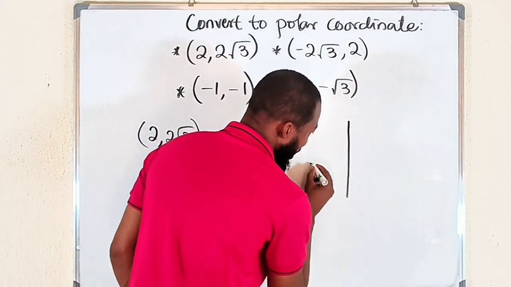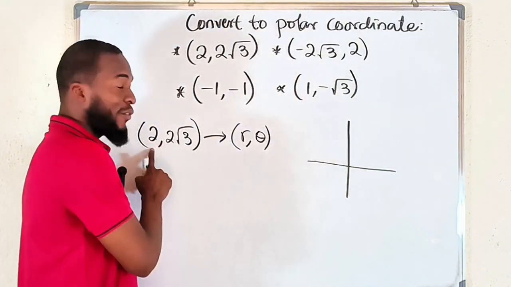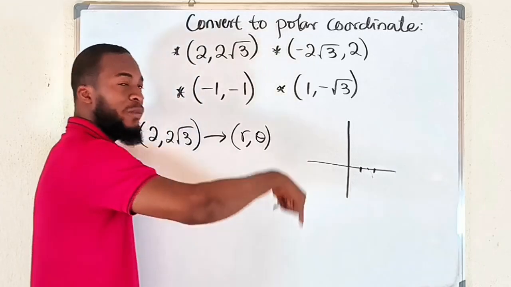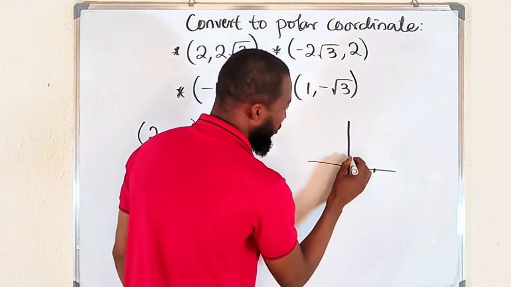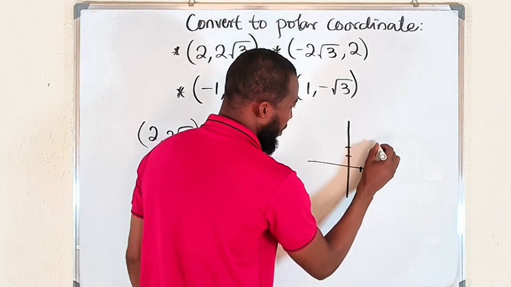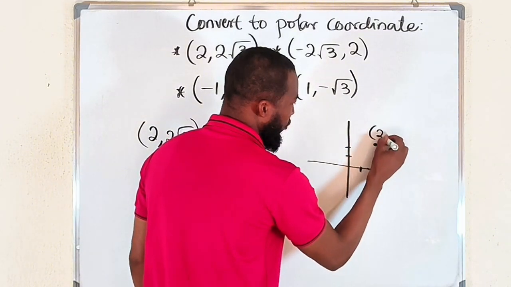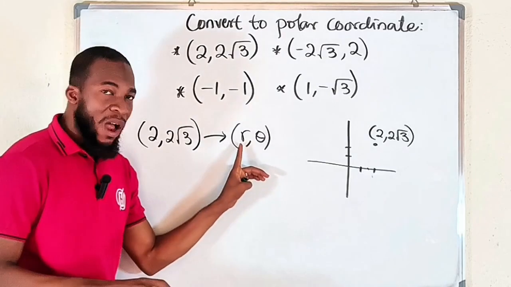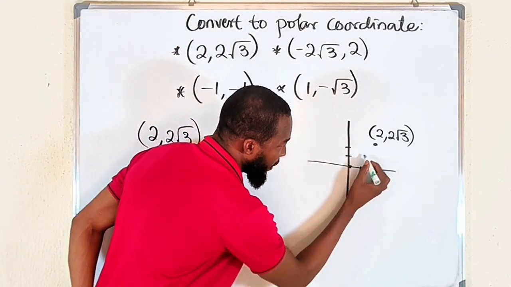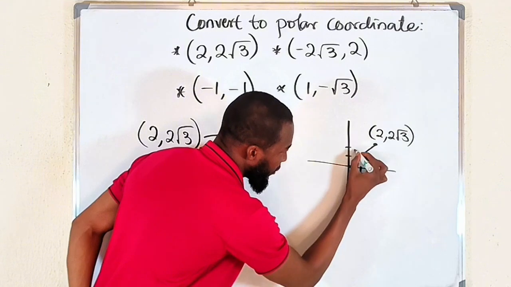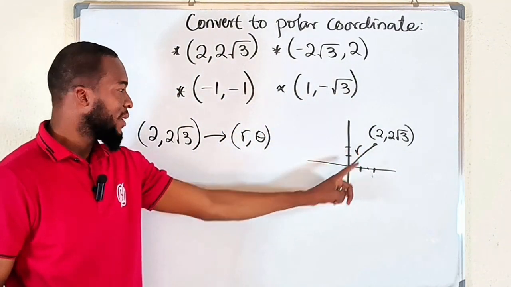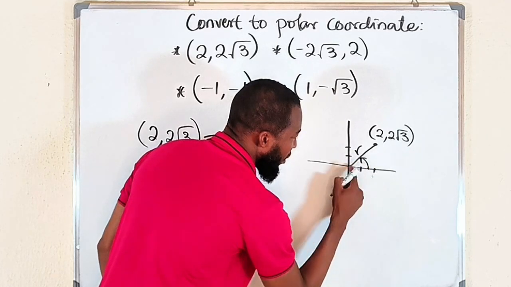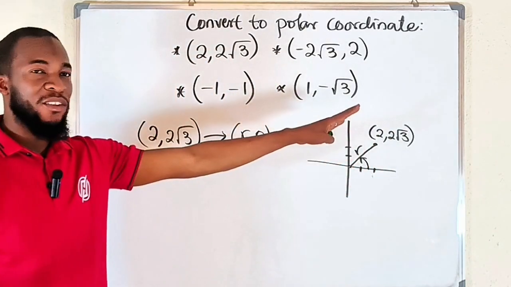So if you have y and x axis like this, we have 2 for x, so 1, 2. Then you move up 2√3, assuming it is situated somewhere here. So this is (2, 2√3). All right. So what is this r? r will be the distance from the pole down to this point. So this is our r. We have to find it. Then theta is this angle from the standard position down to this line leading to the point.